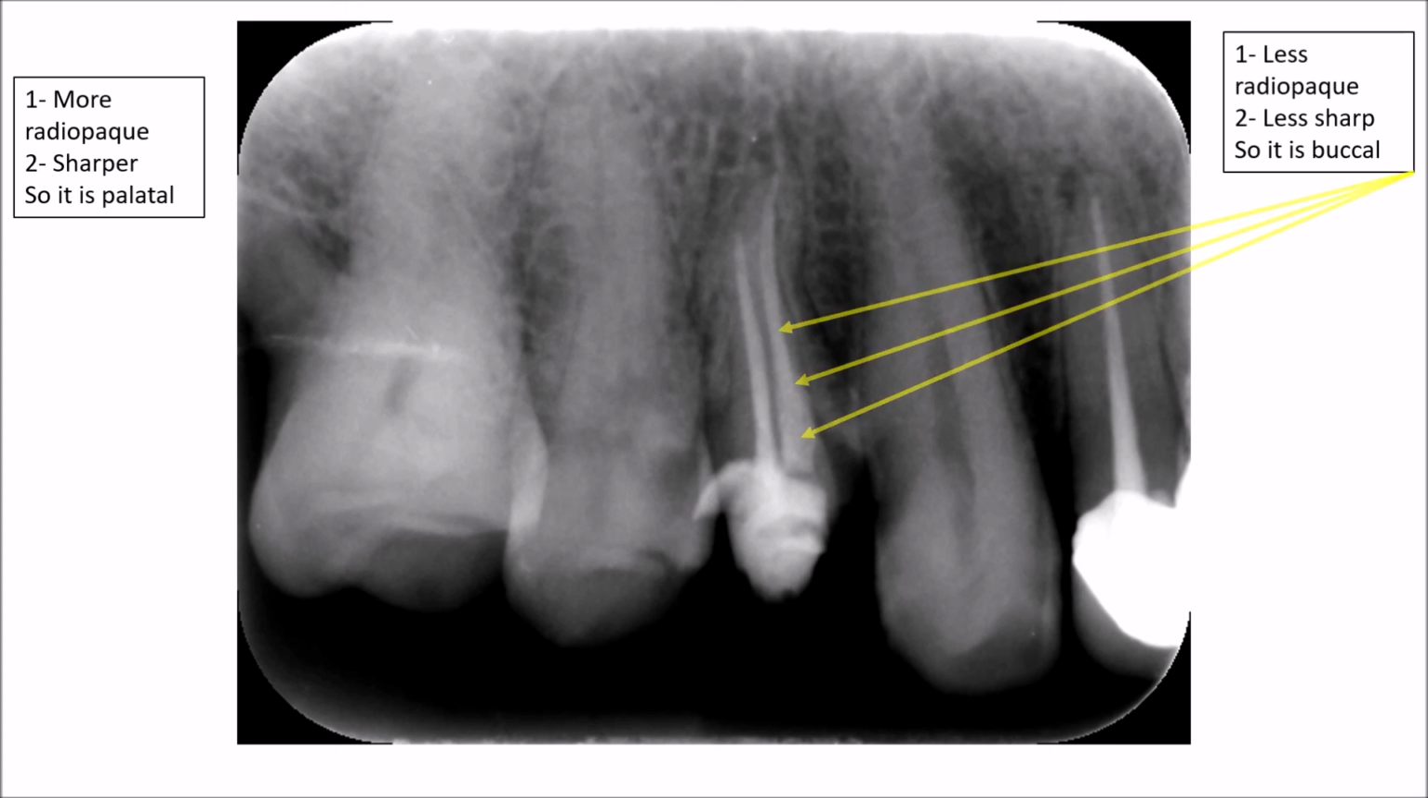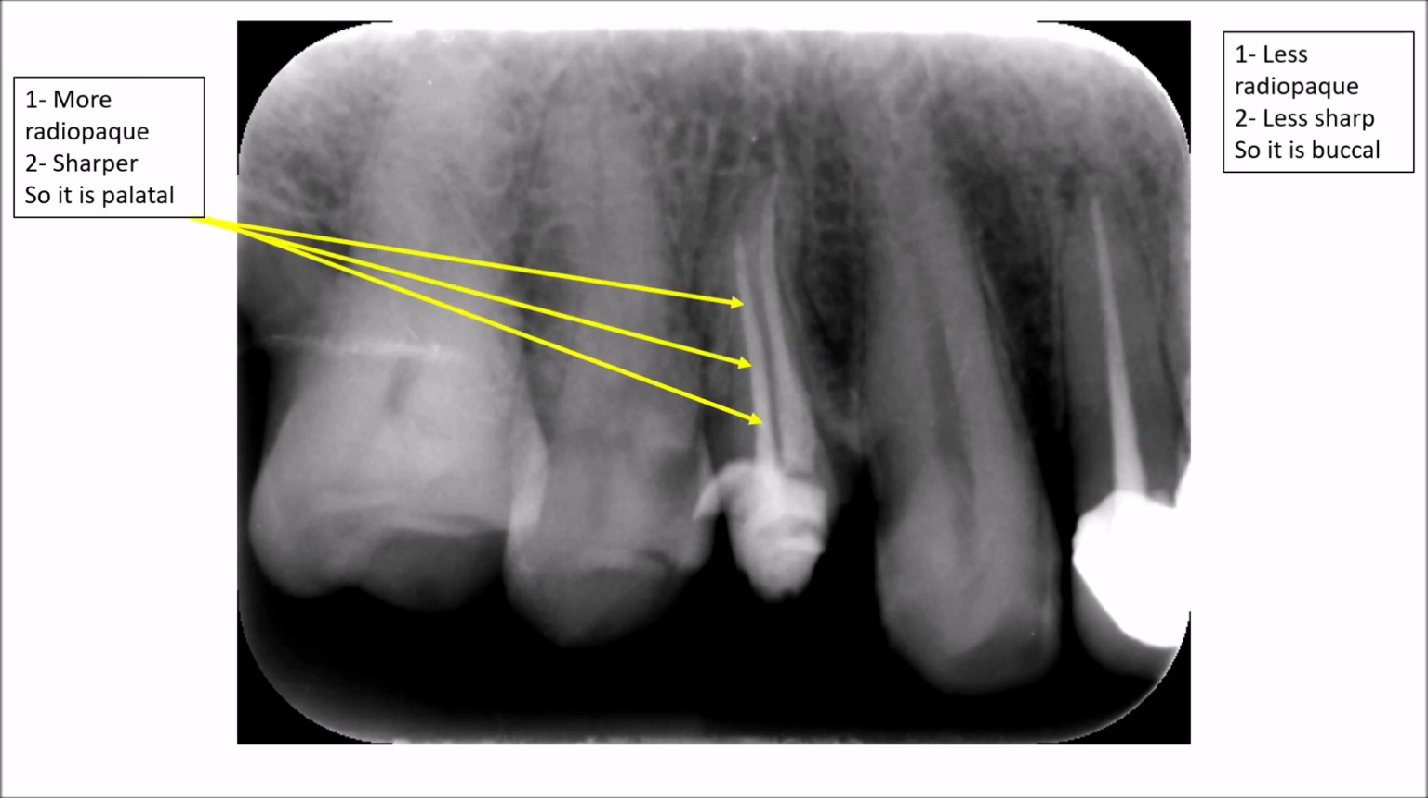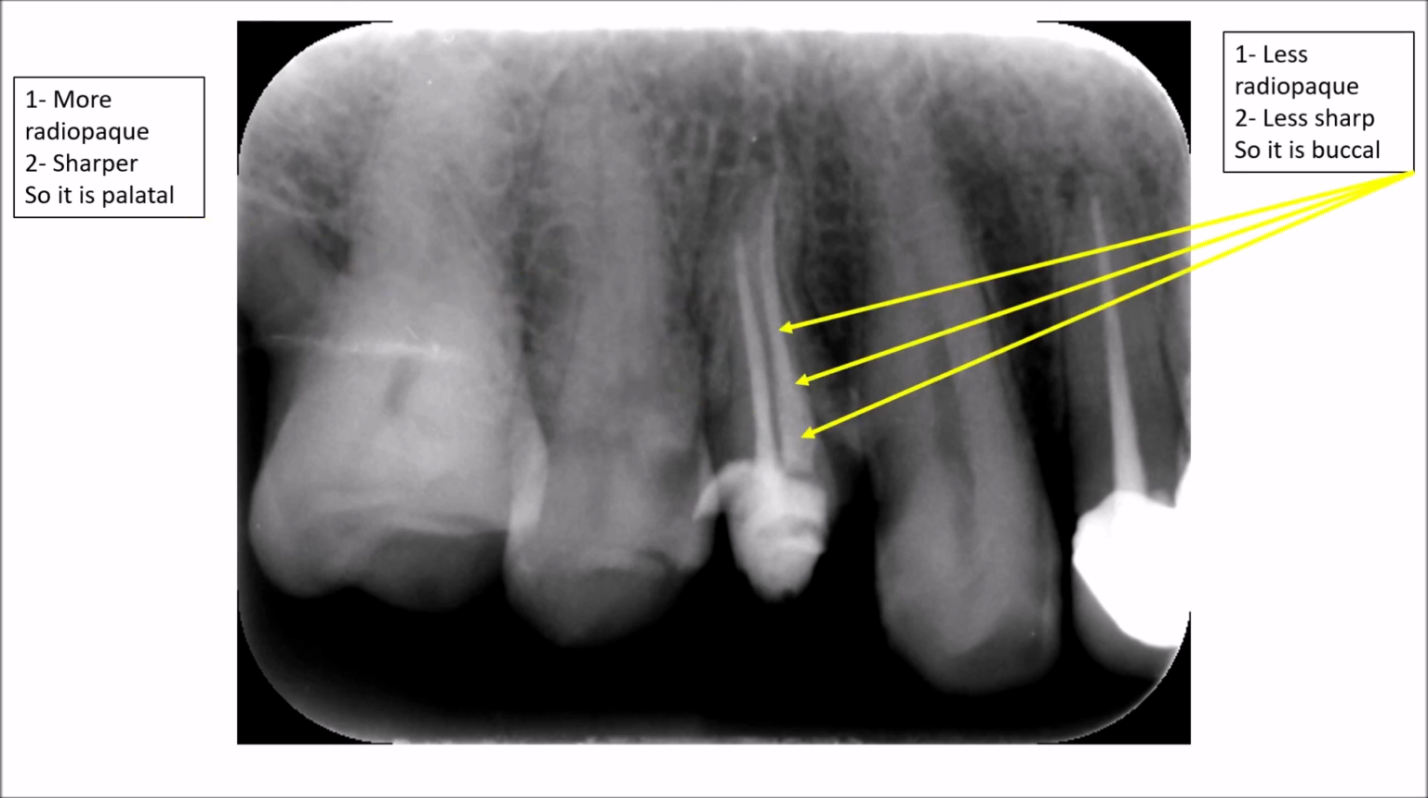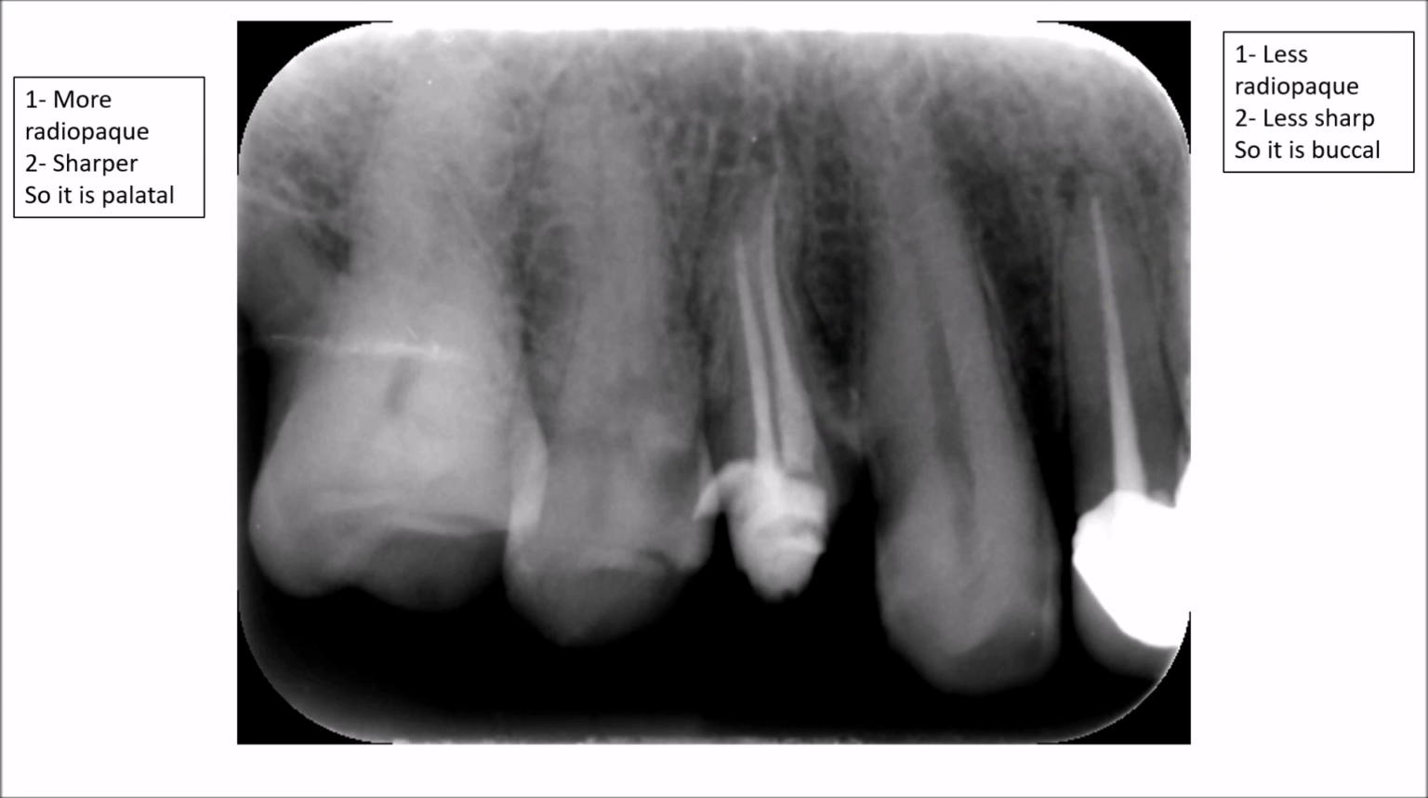So instead of doing the tube shift technique, this is an easier method to decide which canal, or which image of the object, is closer to the film, and thus we can decide its position.